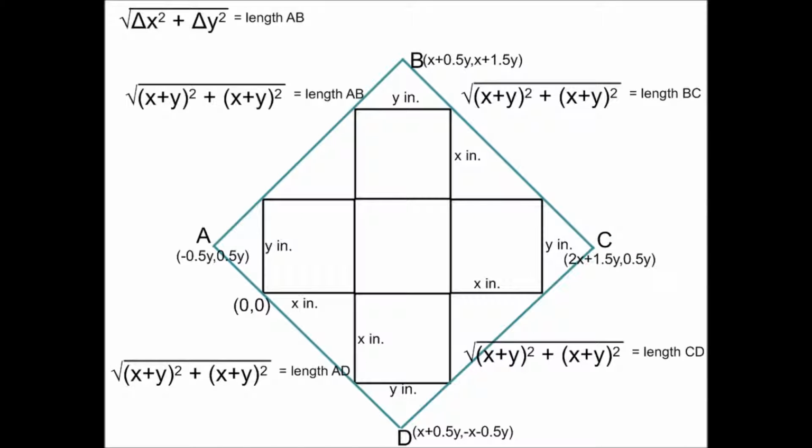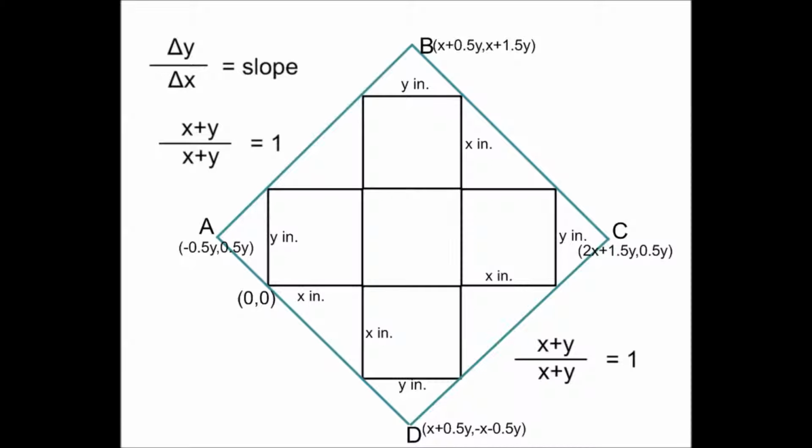Now looking at BC, I see that the change in x is also x plus y, and the change in y is x plus y. So the length of BC is also the square root of x plus y squared plus x plus y squared. The length of CD turns out to be the same, as does the length of AD. So, without simplifying or finding a specific numerical value, I've found that the lengths of all of them are shown by the expression x plus y quantity squared plus x plus y quantity squared, all inside of a square root.